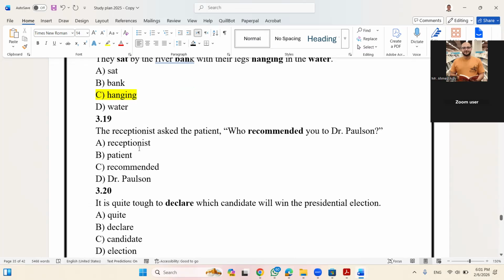Dangling. All right, next. The receptionist asks the patient, "Who recommended you to Dr. Paulson?" The receptionist asked the patient, who recommended you to Dr. Paulson.